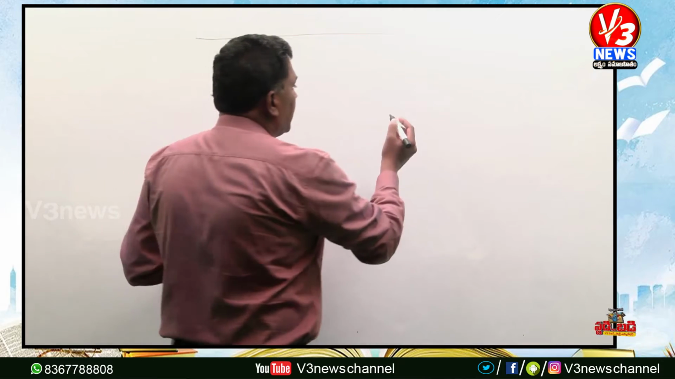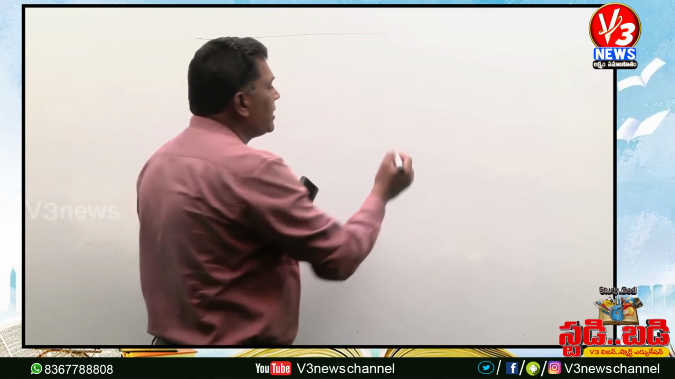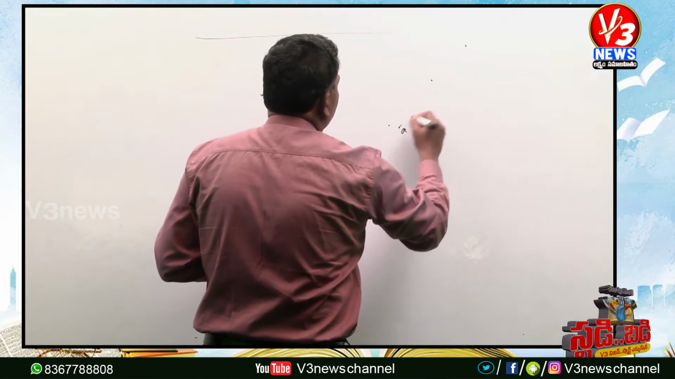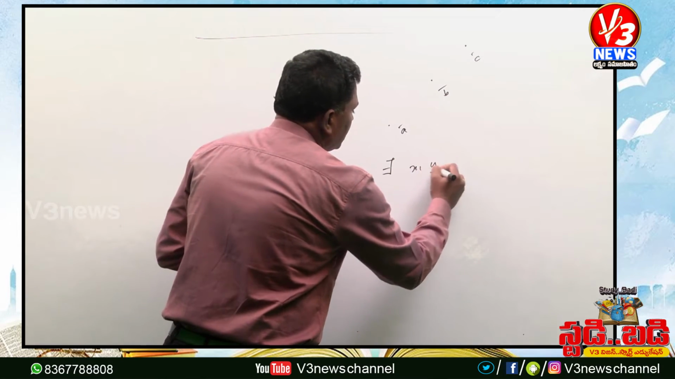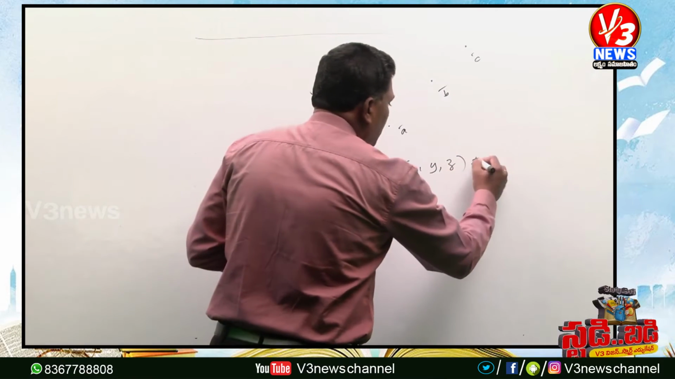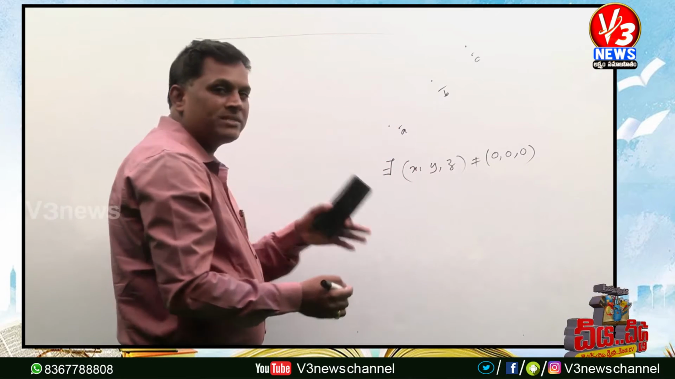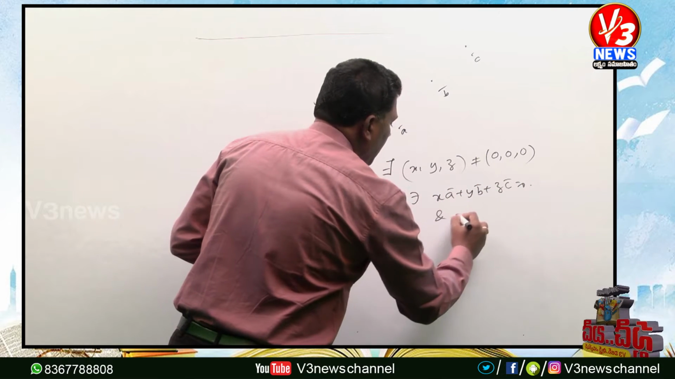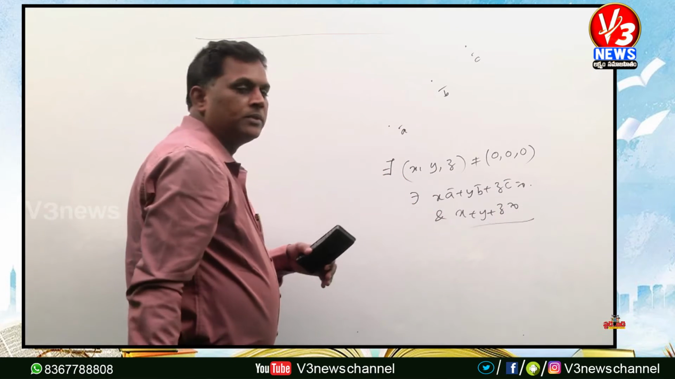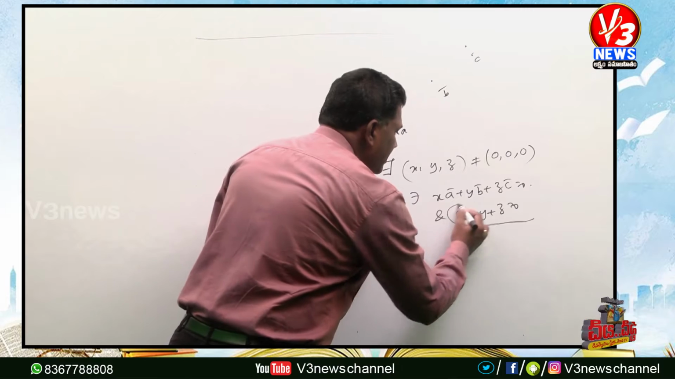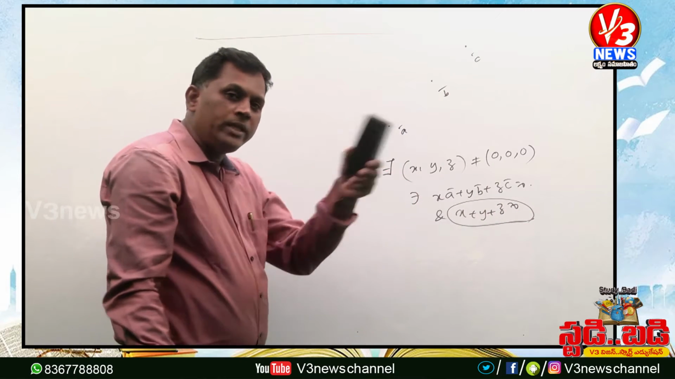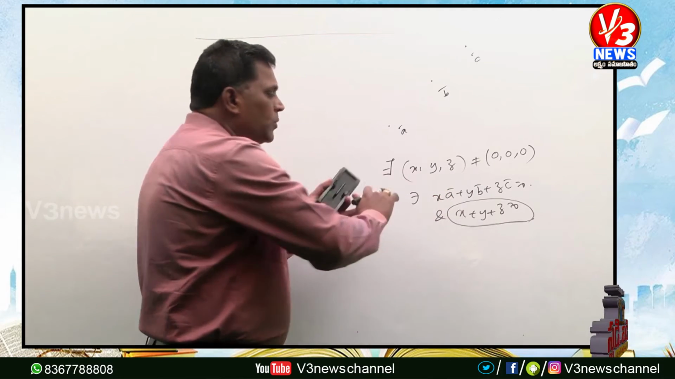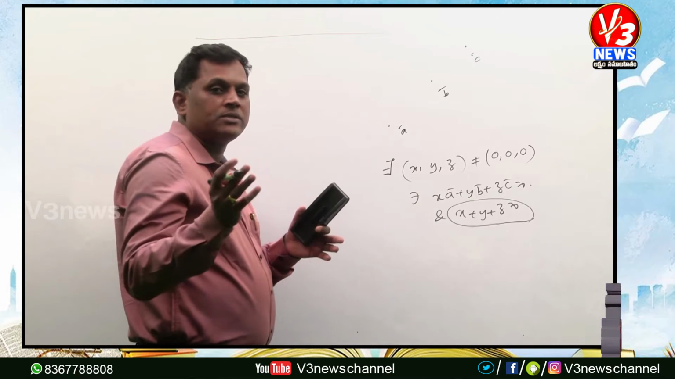In the last class, I told you especially about collinearity and coplanarity conditions. Here, in case of collinearity, suppose 3 points are given, whose position vectors are a bar, b bar, c bar, then there exist some real numbers x, y, z, not all simultaneously zero, such that x a bar plus y b bar plus z c bar equals 0, and x plus y plus z equals 0. Here, in addition, we get the extra condition x plus y plus z equals 0 for the collinearity case. We have almost similar condition even for coplanarity of 3 vectors.